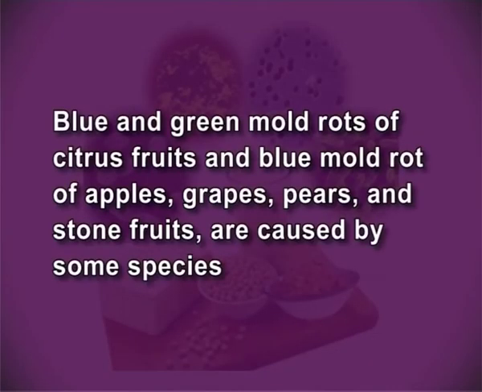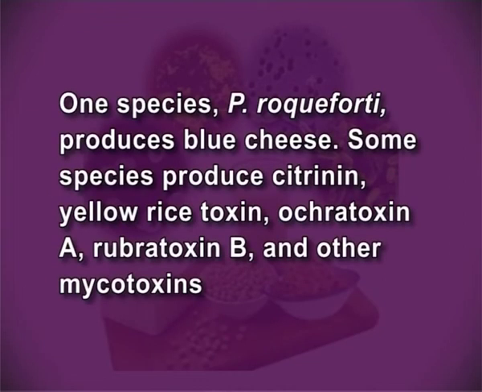Blue and blue green mold rots of citrus fruits and blue mold rot on apples, grapes, pears and stone fruits are caused by some species. One species, Penicillium roqueforti, produces blue cheese. Some species produce citrinin, yellow rice toxin, ochratoxin A, rubratoxin B and other mycotoxins.